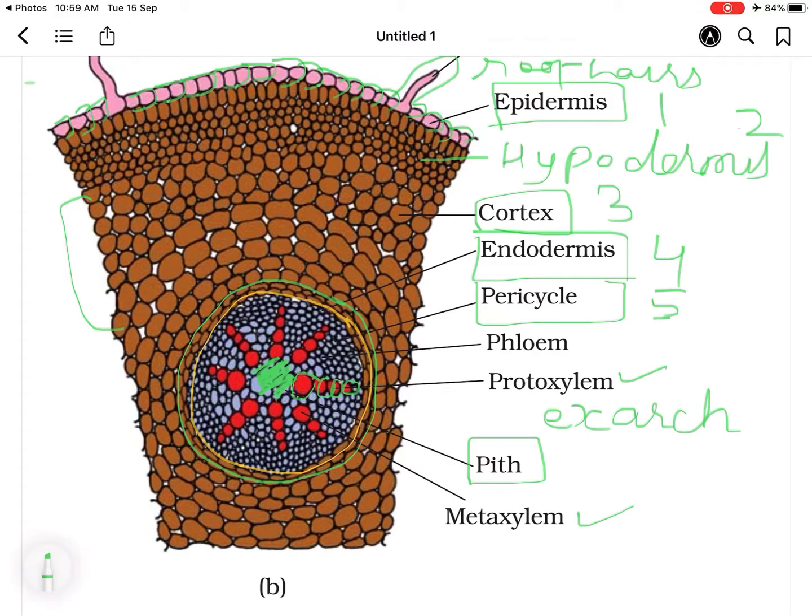In dicot root also exarch arrangement was present. So this is a similarity, but the difference is that in dicot root we have seen 2 to 4 vascular bundles, but here more than 6 vascular bundles are found. So the condition is actually polyarch. Okay, polyarch condition. Here you can see this is 1, then 2, 3, 4, 5, 6, 7, 8.